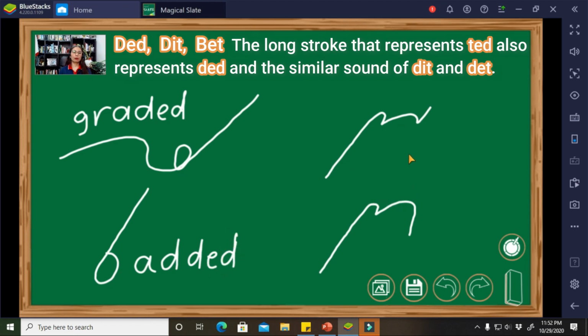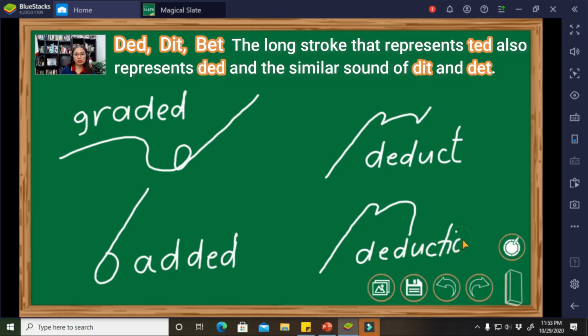Added. What about this one? We have the dead. Okay. Then U, and then K and T. That is deduct. Alright? We have a downward symbol here, so meaning the word is deduction. Alright. Deduction. Okay, so that is the rule in dead. Alright.